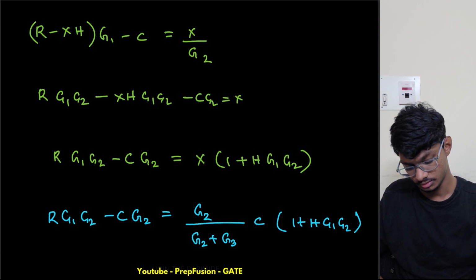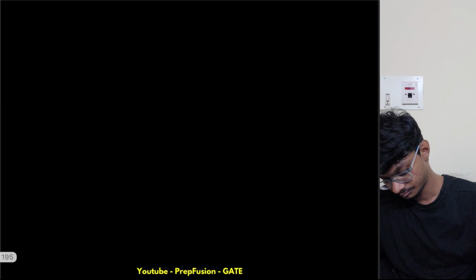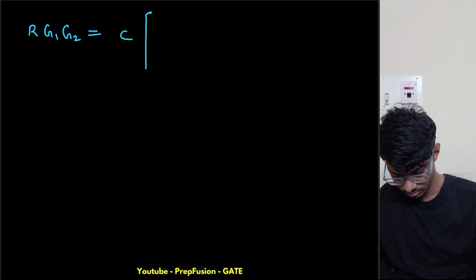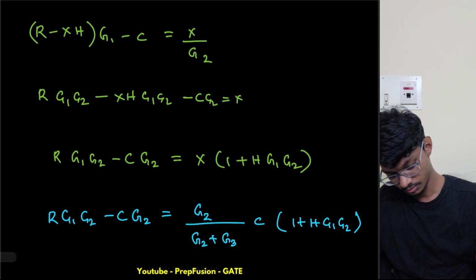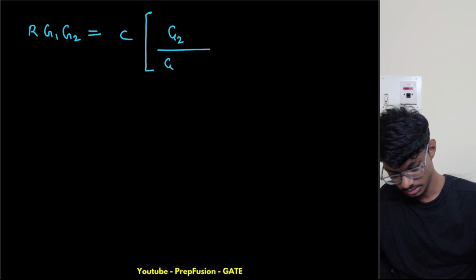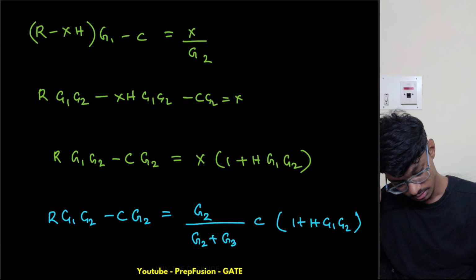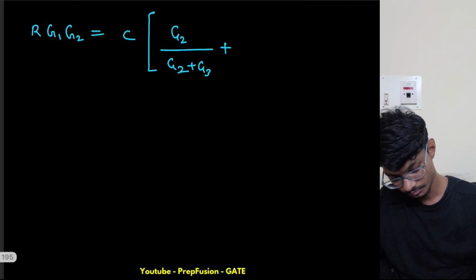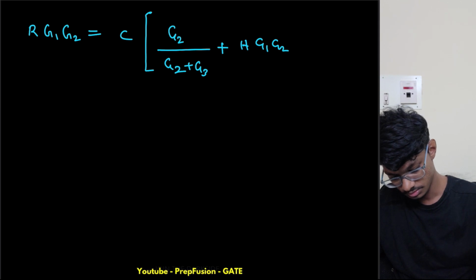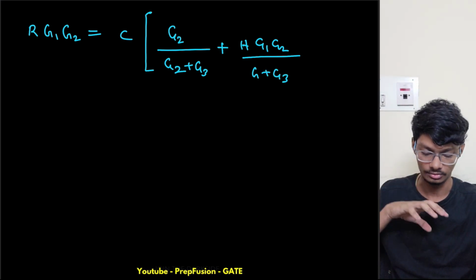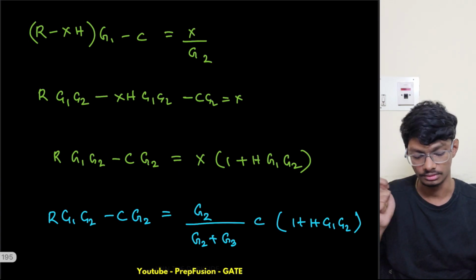So now I will take this c to that side again. So r g1 g2 equals, taking c common, what do you get? G2 divided by g2 plus g3 is one term, right? And this is also now h g1 g2 divided by g2 plus g3. That is the main drawback of this particular method, you have a lot of calculation to do.